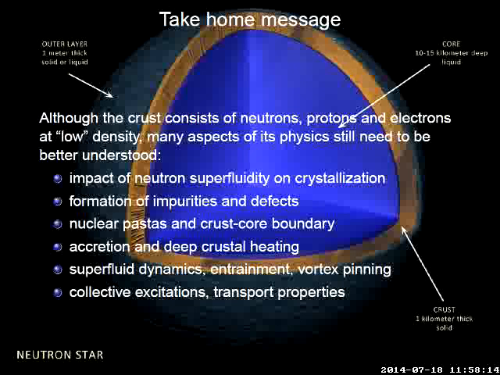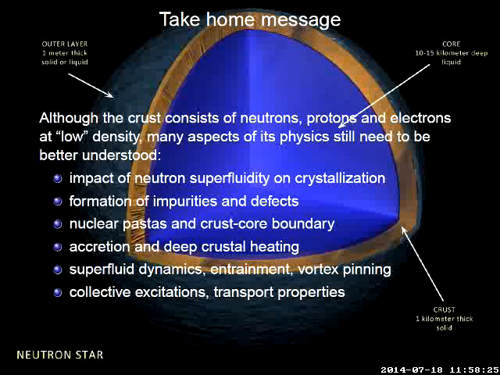So here is the take-home message. You might think that the crust is something very simple because it's just made of neutrons, protons, electrons, and the density is very low. I mean, we don't have quarks or hyperons. So in principle it is something very simple, except that the physics of this system is extremely rich. We have lots of different phases, superfluidity and so on, crystallization. And there are still many issues that need to be understood.